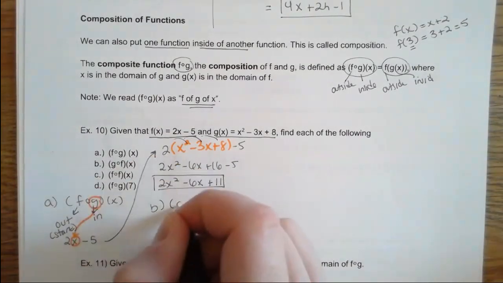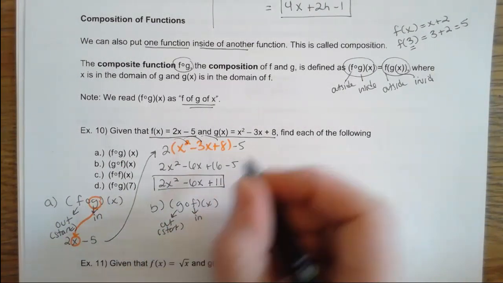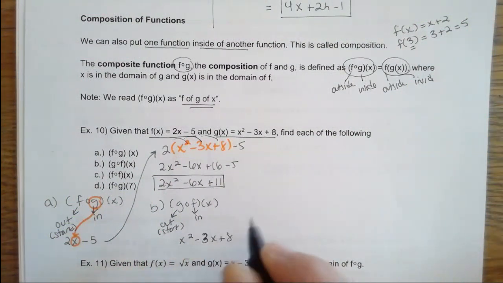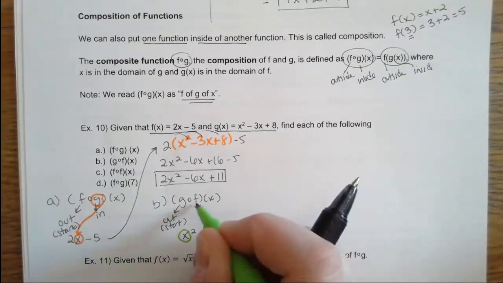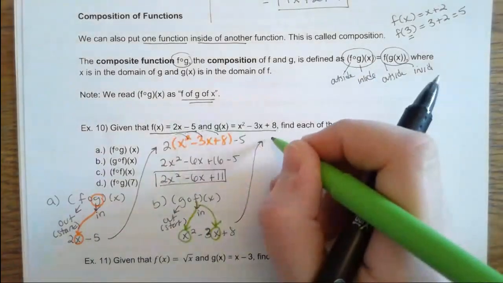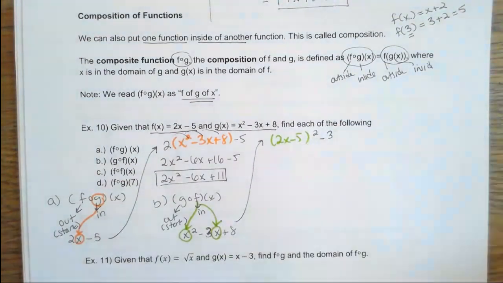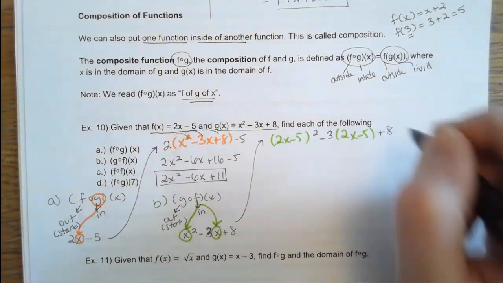For b, notice the change in order, and that matters. So g is our outside function now. F is our inside function. So again, we start with the outside function. So I like to just rewrite it. x squared minus 3x plus 8. So what we're doing here is we're going to take those x's and we're going to replace them with whatever the f function is. So here's my f function. So I have 2x minus 5 is going to get squared, minus 3, and then again it's 2x minus 5, and then plus 8.